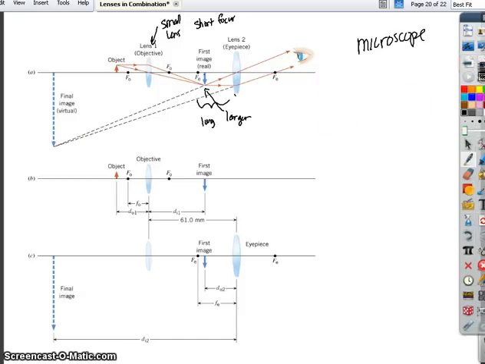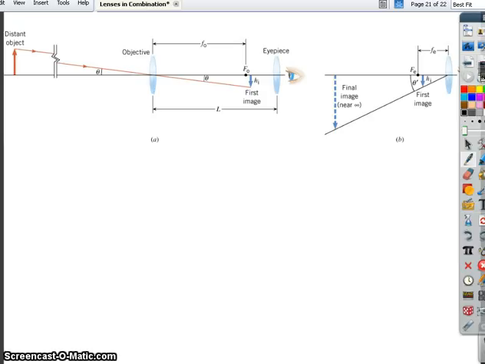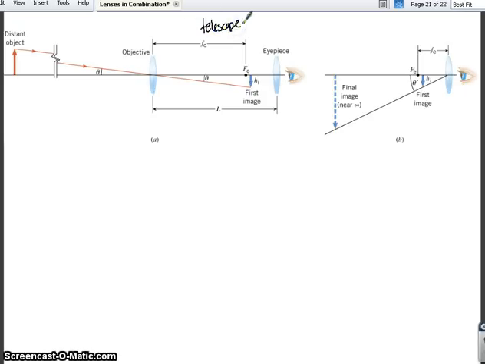And on the flip side of that, we have a telescope. This would be for a telescope. Notice a telescope has a very, very large lens in the front to gather as much light as it can. Because we're looking at stars very, very far away, we need to get as much light into that lens as possible in order to try to see our image. So the first lens has a very, very long focus, so we're trying to gather as much light as we can.